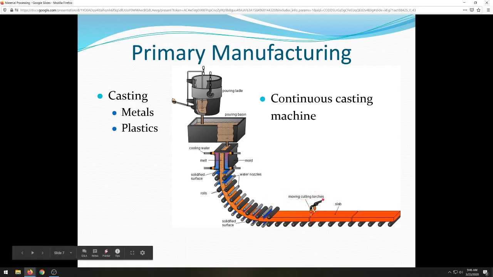torches cut it off. If this were aluminum, you'd probably shear it off. If it were plastic, you'd definitely have a shearing process cutting it up if you wanted pellets or bars or something like that. So this is one example of a primary manufacturing process.